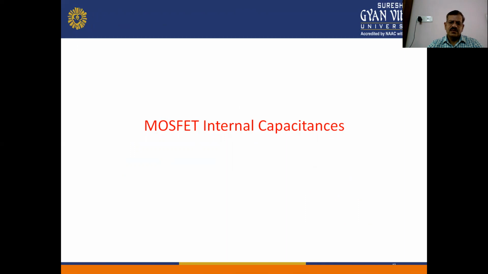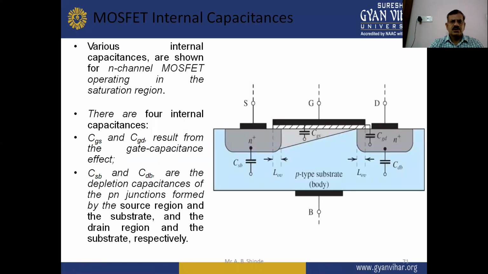Next one is the MOSFET internal capacitance. So the MOSFET has internal capacitance. What is the internal capacitance of the MOSFET? In this figure, the various internal capacitances are shown for an N-channel MOSFET operating in the saturation region. There are four terminal capacitances. First one is CGS, the capacitor across the gate to source, and second is CGD, the capacitor across the gate to drain. These result from the gate's capacitive effect.